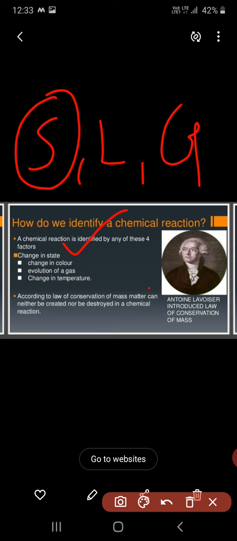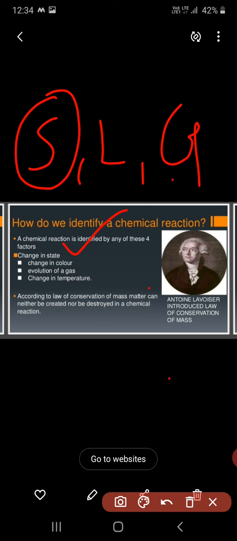Now evolution of gas. When the chemical reaction happens and reactants get converted into products, on the product side there will also be some evolution of gases, in some reactions, not all. Then change in temperature. If the reactants get converted into products, there will also be a change in temperature that takes place.